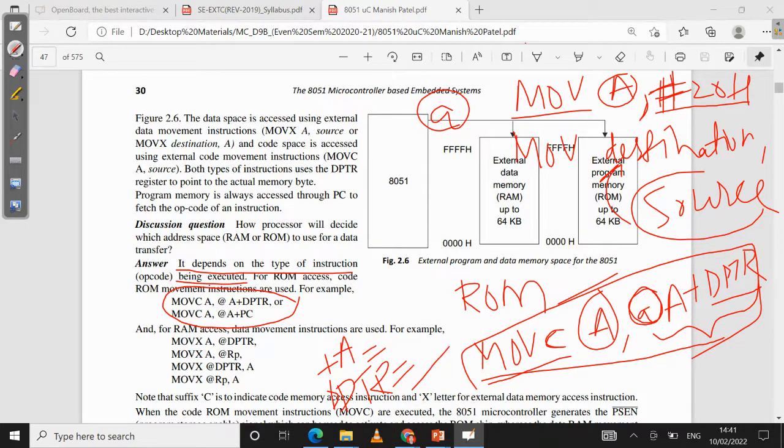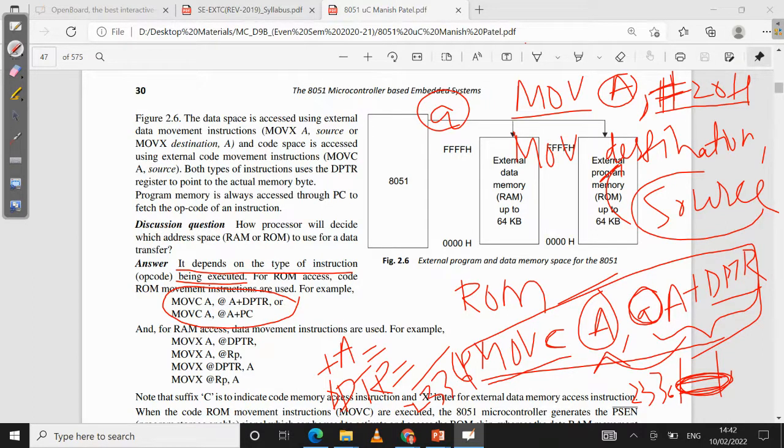suppose नंबर आता है 2336, for example I am giving 2336H. After adding A plus DPTR I am getting 2336H. So here 2336H, ये एड्रेस लोकेशन, आपके रोम का जो एड्रेस लोकेशन है 2336, ये एड्रेस में जो कुछ है that will be moved into accumulator A.